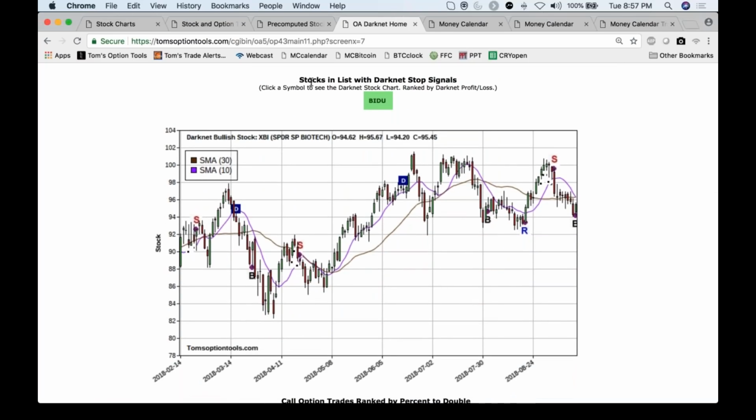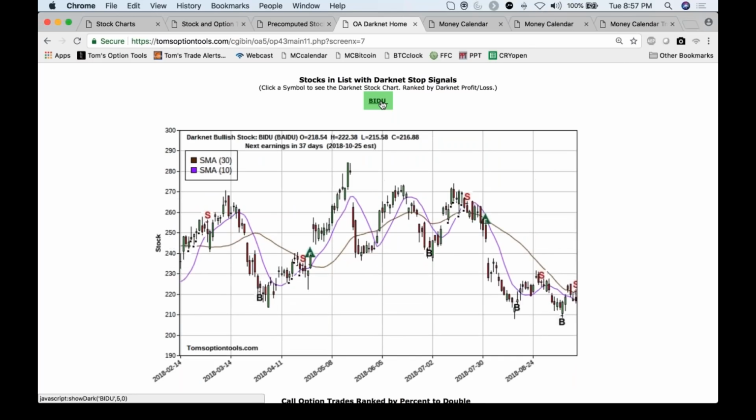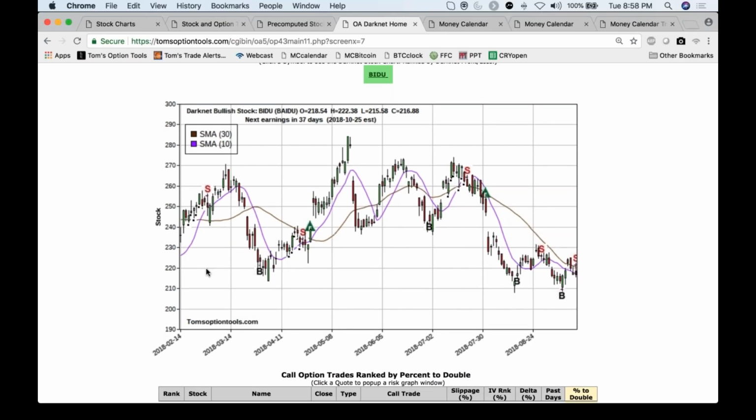By the way, Baidu, which was on a recent darknet signal, let's take a look at it. Last week, Baidu was a buy. This week, Baidu is a sell. Baidu seems to be a buy and a sell for a shorter duration than the average 30-day, but it is batting 100% when you look at all the signals that have occurred in this chart.